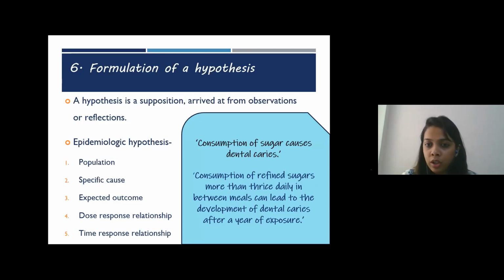So a much more elaborate and clearer hypothesis would be: consumption of refined sugars more than thrice daily in between meals could lead to the development of dental caries after 1 year of exposure. This is again a hypothetical situation. Here you bring in all the different aspects. So anyone who's looking at it will know who we're talking about, what is the cause we're talking about, and what is the dose response relationship.